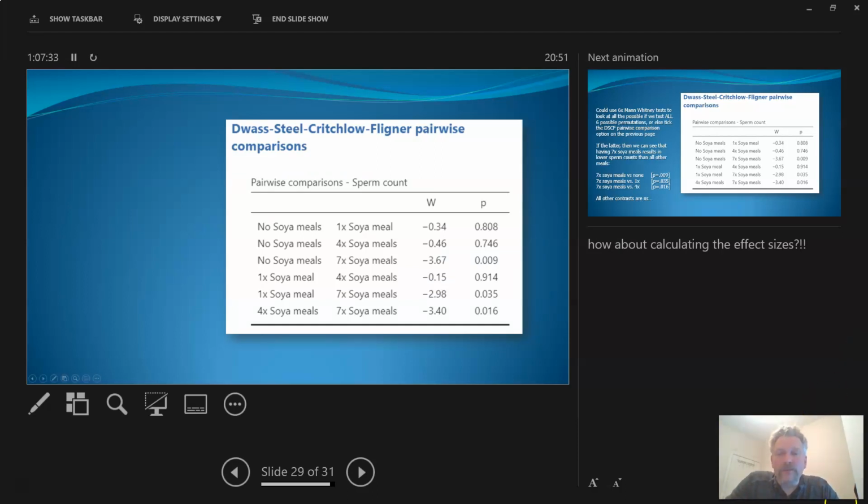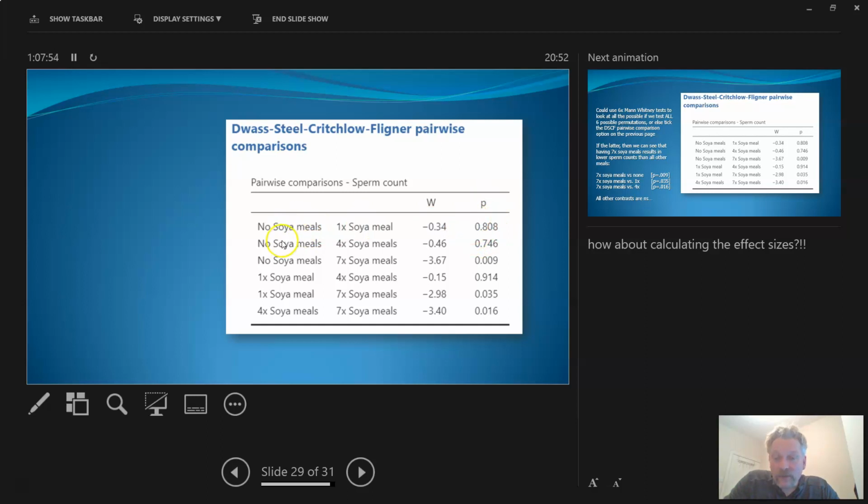And this just compares each and every single group against all the other groups. So we've got no soya meals. We look at their sperm levels against those that had 1 soya meal, against 4 soya meals, 7 soya meals, and we find out whether or not there are any significant differences here.